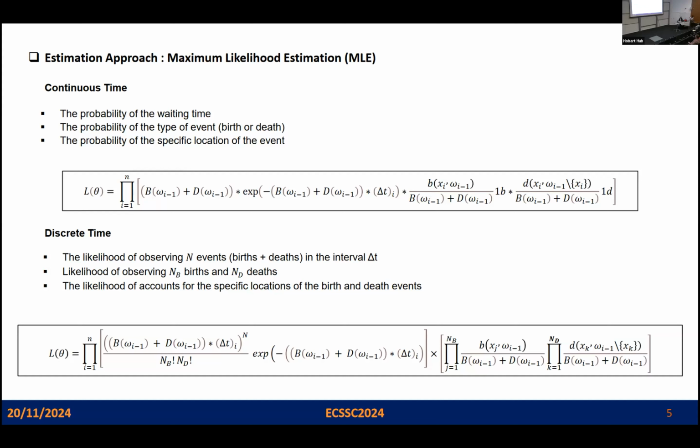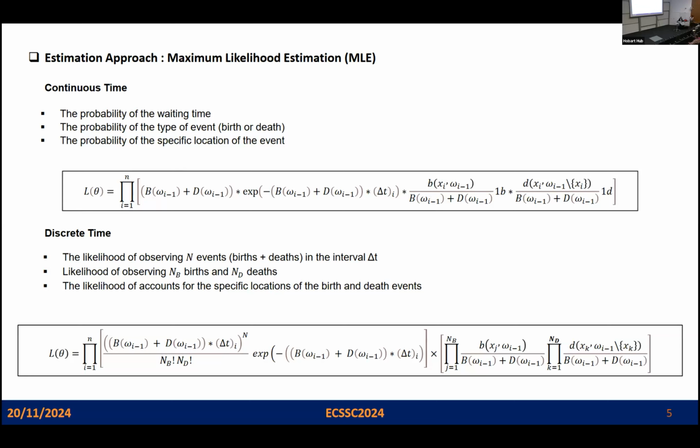The first one is the probability of waiting time. I consider it as exponentially distributed. The second term is the probability of the type of event, and the third term is the probability of specific location, the birth location and the death location likewise. And this is the simplified likelihood function for the continuous time case.